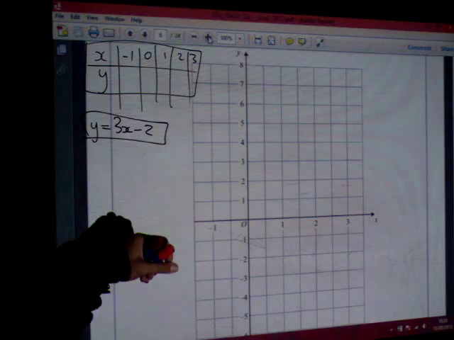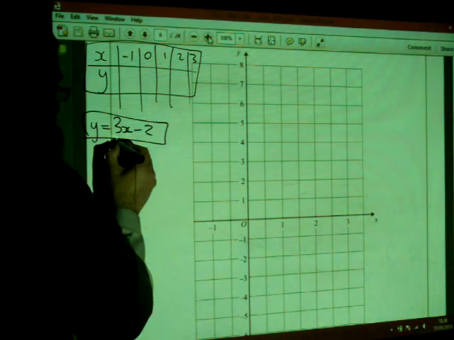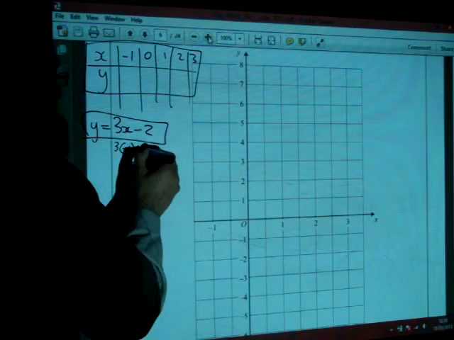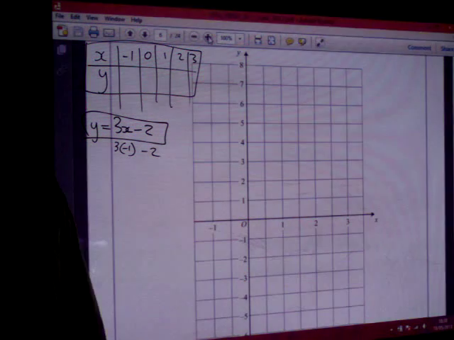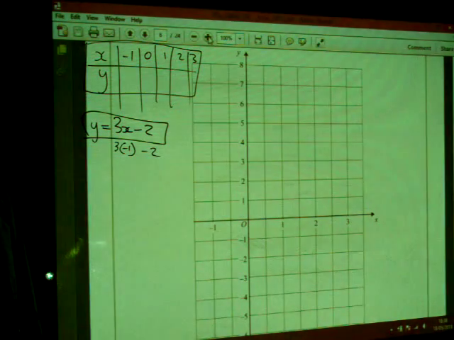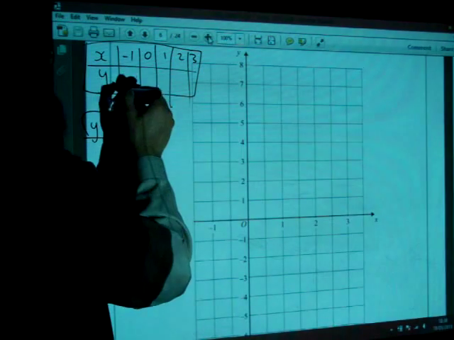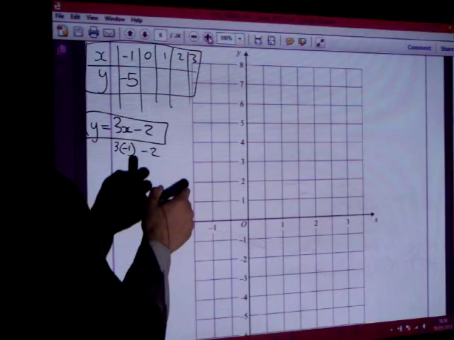So if you start with minus 1, we put minus 1 into here. We have 3 times minus 1, and then take away 2. 3 times minus 1 is? Minus 3. And then we take away another 2 gives you? Minus 5. Let's do 0 next.